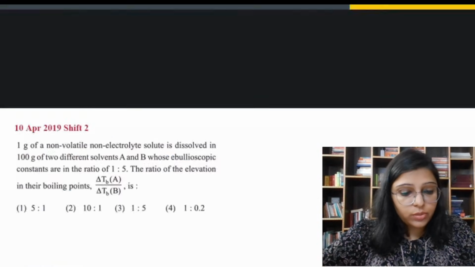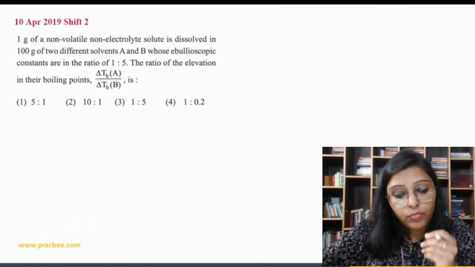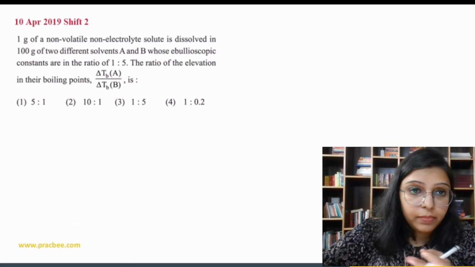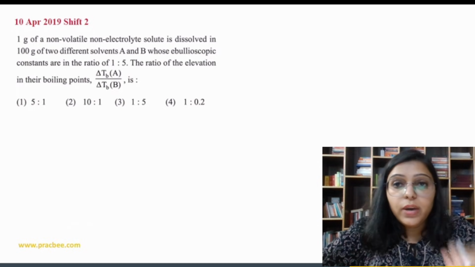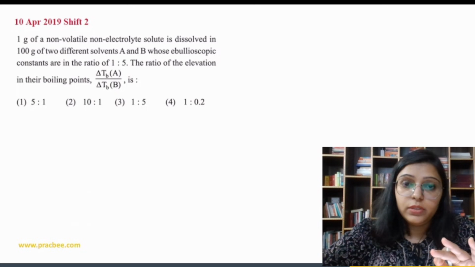Okay, now let's do the next question. Question says 1 gram of a non-volatile non-electrolyte solute. Non-electrolyte means it cannot dissociate or associate, right? So 1 gram of a non-volatile, non-electrolyte solute is dissolved in 100 gram of two different solvents, solvent A and B.